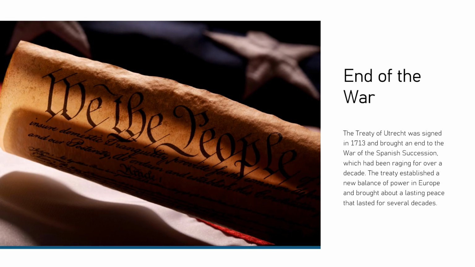End of the war. The Treaty of Utrecht was signed in 1713 and brought an end to the War of the Spanish Succession, which had been raging for over a decade. The treaty established a new balance of power in Europe and brought about a lasting peace that lasted for several decades.